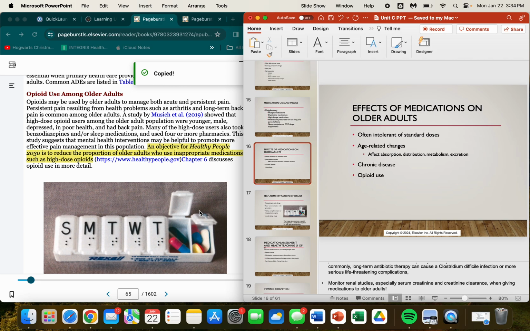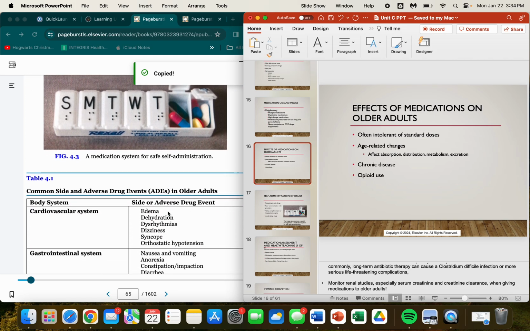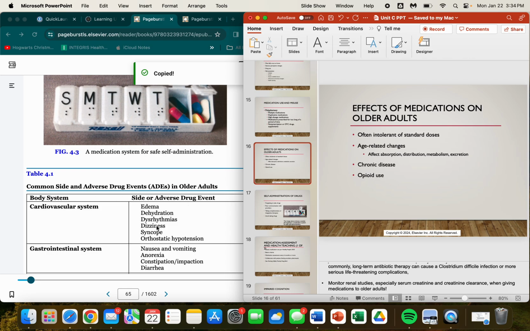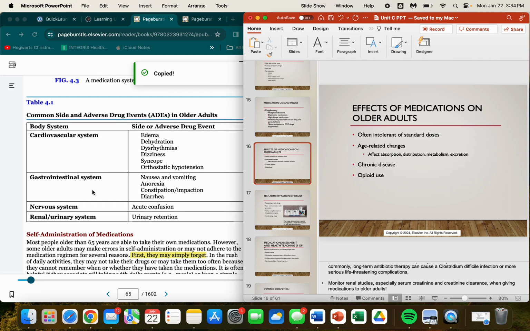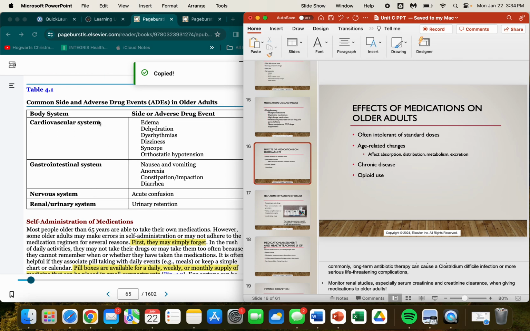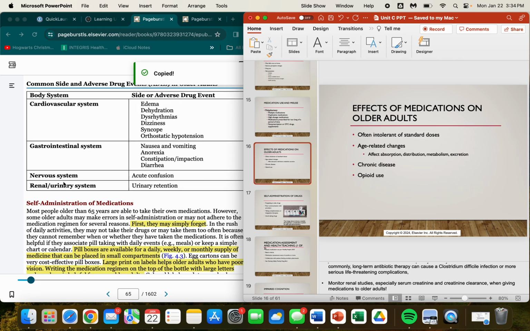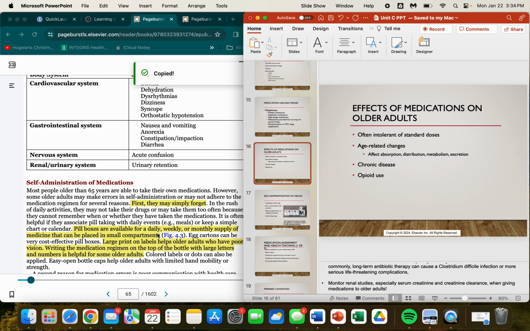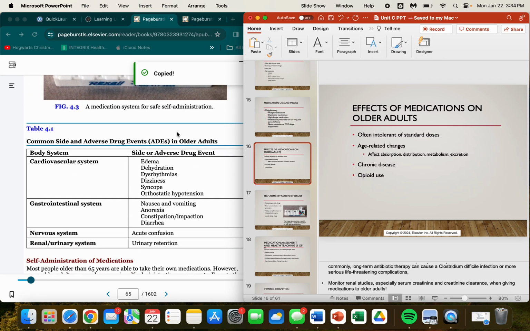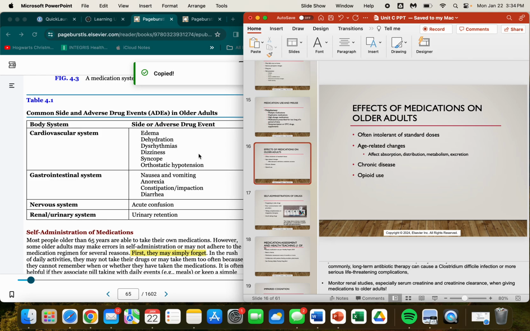like, obviously, it can cause interactions with other drugs, and it can cause respiratory depression. Your book talks about all of these common side effects and adverse drug events that could potentially result, depending on the drug interaction or what's going on. These are the systems that could potentially be impacted by those drugs. So one of the things we need to note in every population, but especially in the older population, is opioid use.